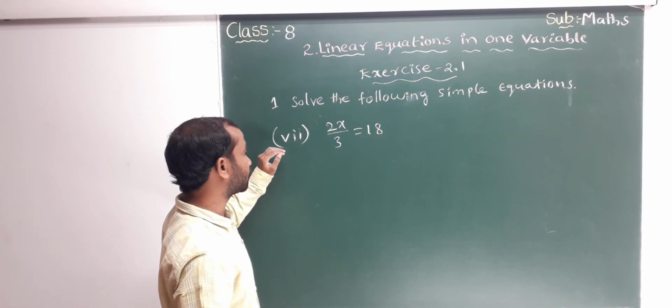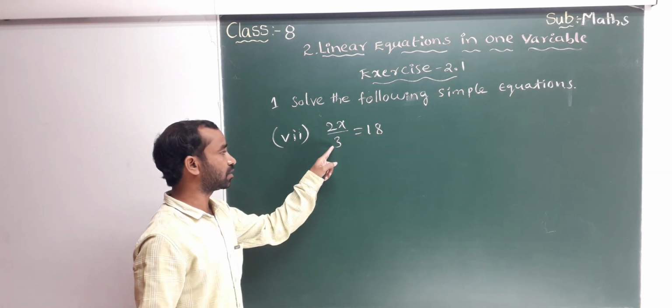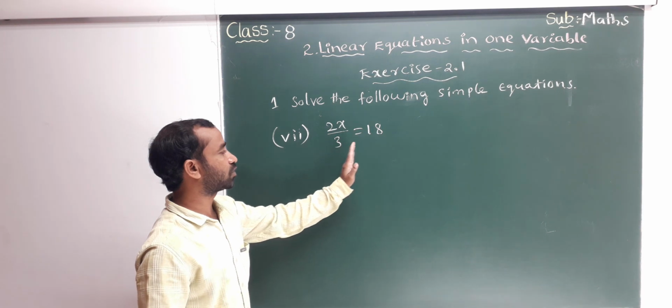Next, seventh problem, 2x by 3 equal to 18. Here 3 is the division. 3 is transposing to the right side.